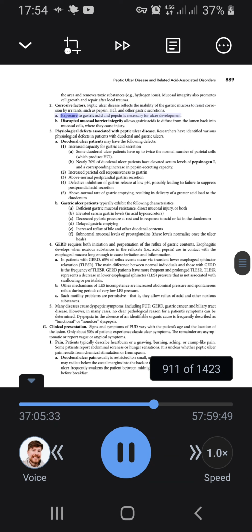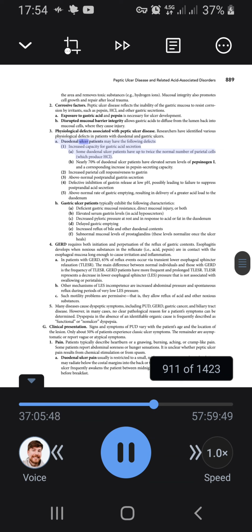A. Exposure to gastric acid and pepsin is necessary for ulcer development. B. Disrupted mucosal barrier integrity allows gastric acids to diffuse from the lumen back into mucosal cells, where they cause injury. 3. Physiological defects associated with peptic ulcer disease. Researchers have identified various physiological defects in patients with duodenal and gastric ulcers.